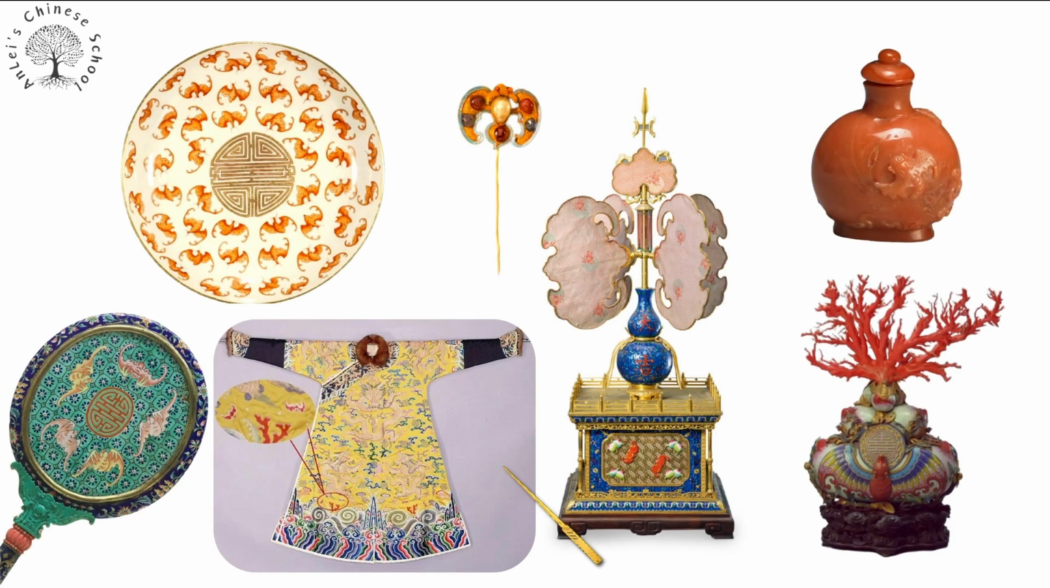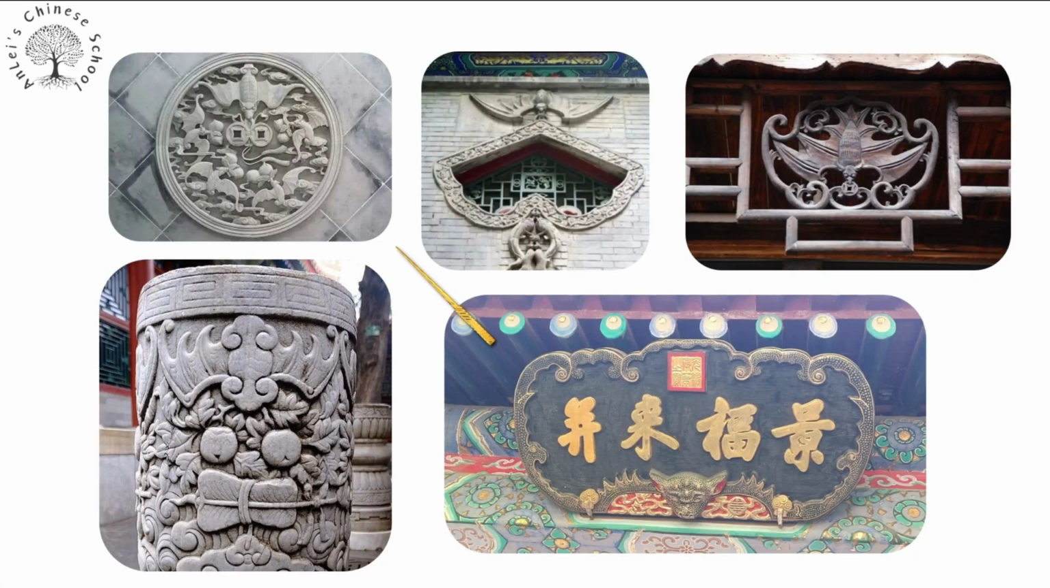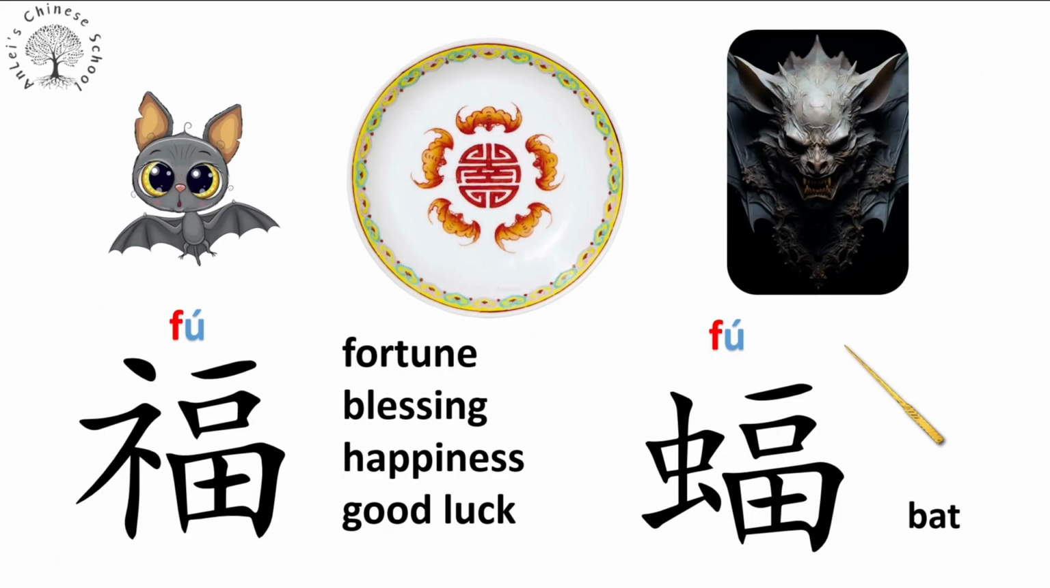These are some objects with the pattern of a bat in the Forbidden City. The mirror, porcelain, hairpin, emperor's robe, mechanical fan, snuff bottle, coral decoration. These are designs of bats in architecture. This is a plaque in the Summer Palace. It's in the shape of a bat, and on the plaque there's a character Fu. And this is the Chinese food culture. Even though the bat is ugly, its name is a homophone of happiness, so Chinese people love it. So having a good name is very important.